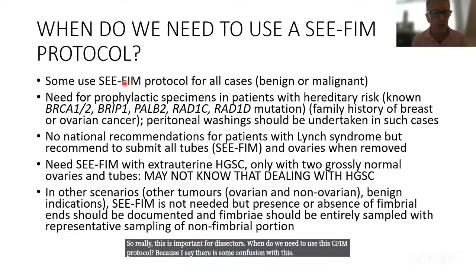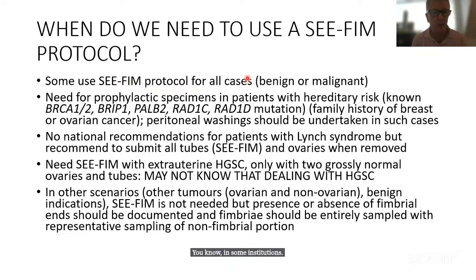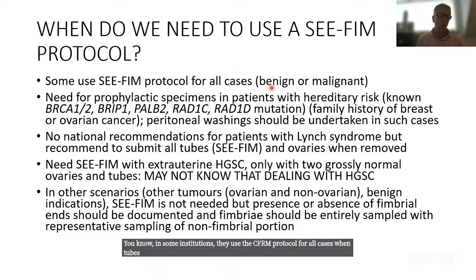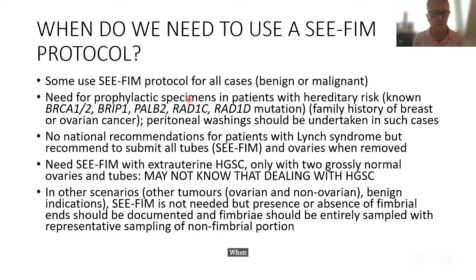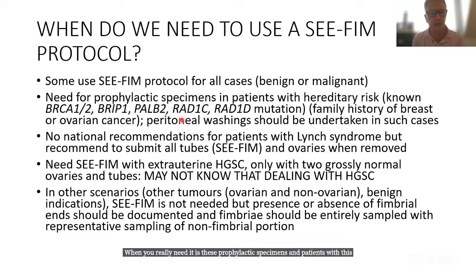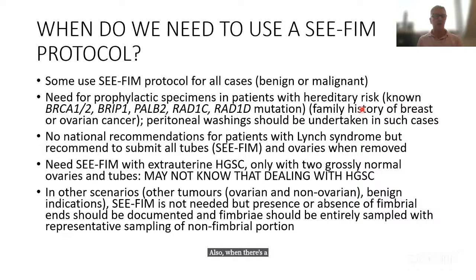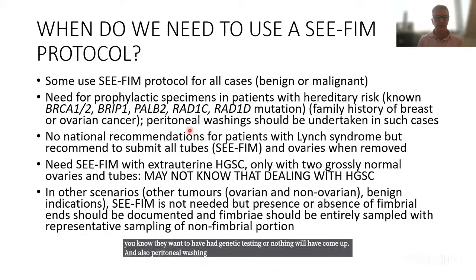In some institutions, they use the CFIM protocol for all cases when tubes are removed. But when you really need it is these prophylactic specimens in patients with this hereditary risk, BRCA1, BRCA2, and some of these other genes. Also, when there's a family history of breast or ovarian cancer, because some of these, they won't have had genetic testing or nothing will have come up. And also peritoneal washing should be performed in these cases.